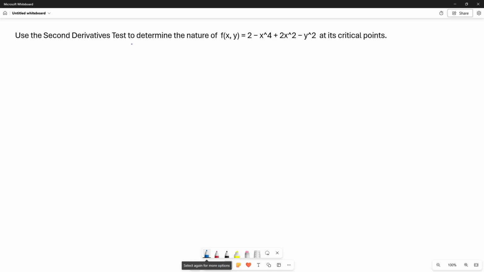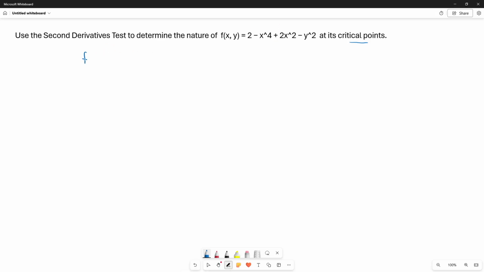Use the second derivatives test to determine the nature of the function f(x,y) = 2 - x^4 + 2x^2 - y^2 at its critical points. So first we have to find the critical points, and then we have to determine if they are local min, local max, or saddle point.